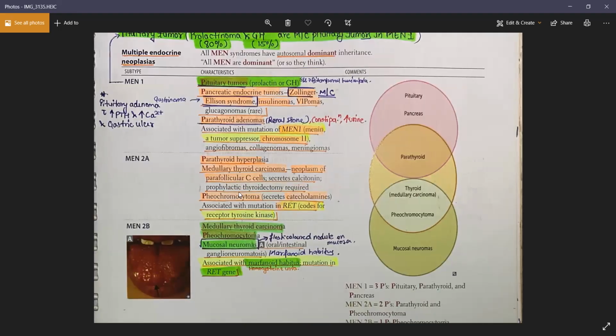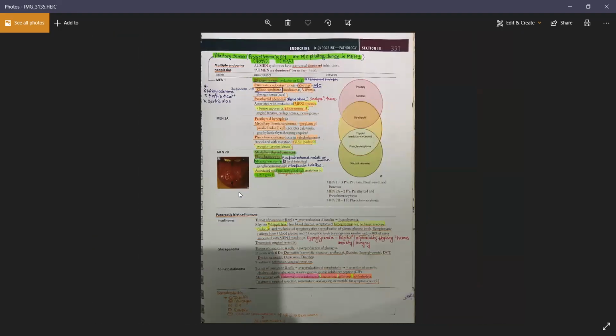So any doubt on the multiple endocrine neoplasias? Once. Any doubt? I have one question. Yes. What does VIPoma present with?